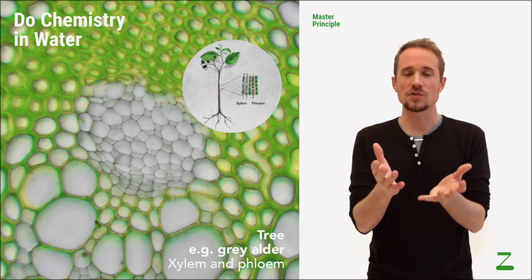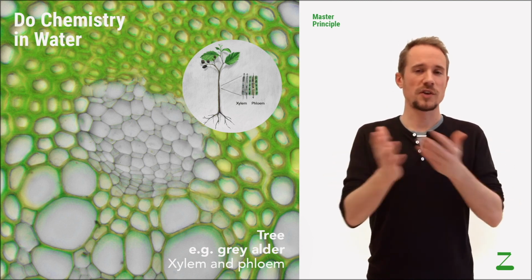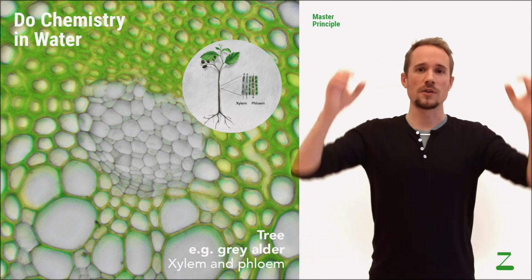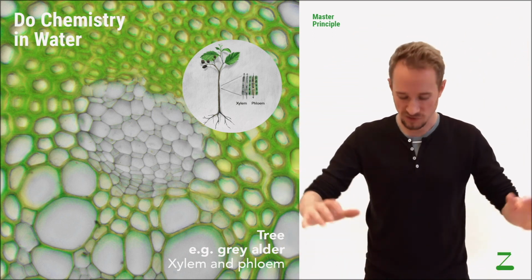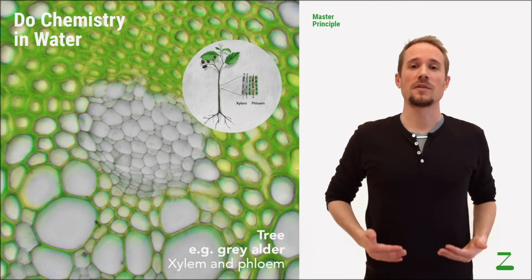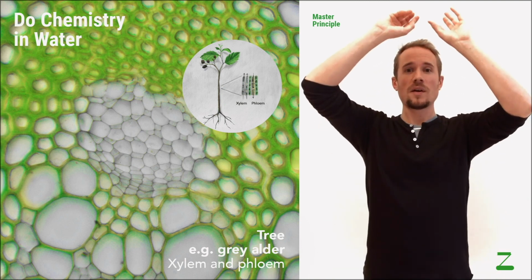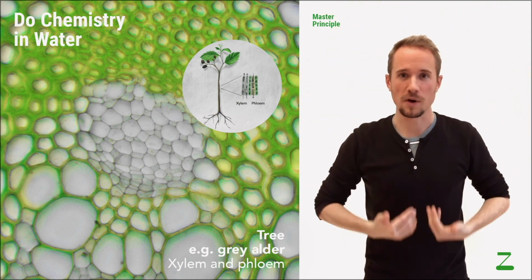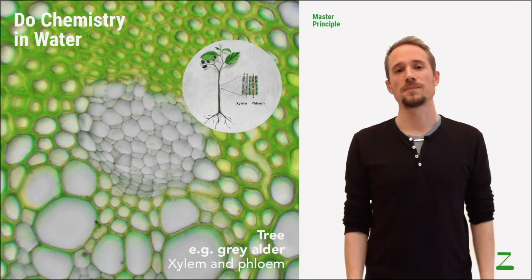And the solvent that is used for all of these transportations is water. The nutrients are dissolved in water, the sugar is dissolved in water. And through the system of xylem, the water and the nutrients are transported from the roots up to the top, and through the system of phloem, the sugars are transported all through the body, from the top down to the bottom.